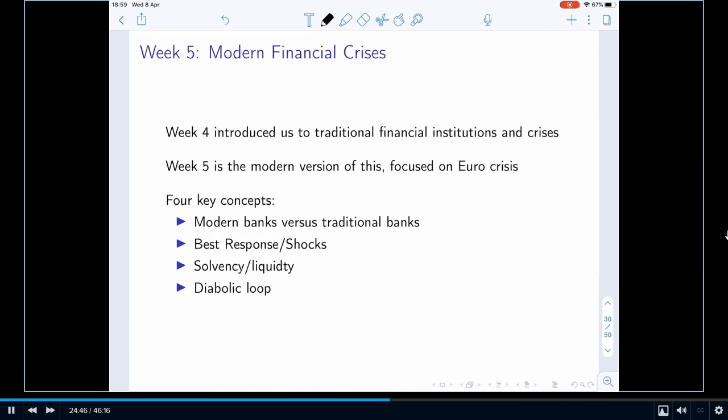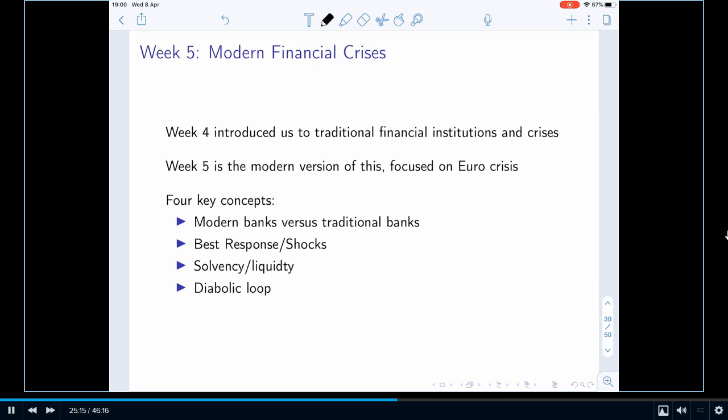Okay, and then the last week in this section on financial markets is about modern financial crises. The week 4 material that we were just discussing, you can think about it as being a more traditional view on how financial institutions work and how crises can emerge. This week 5 material is a more modern take on how financial institutions work and how crises can emerge. And in particular, the focus is going to be on the euro area crisis.